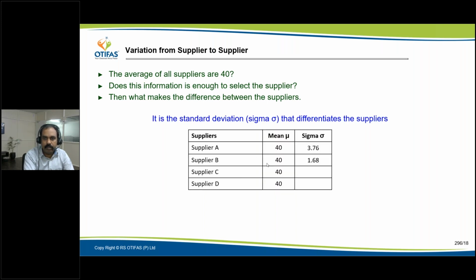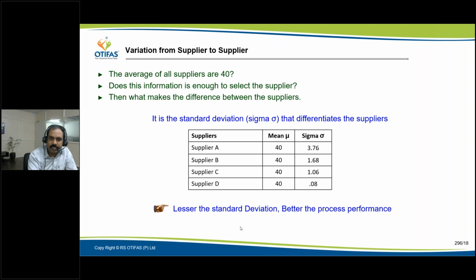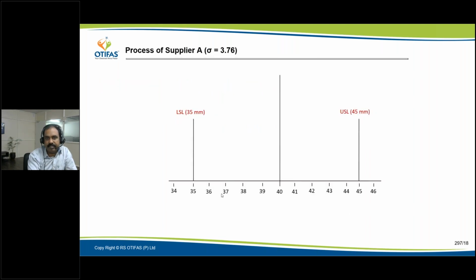So now you tell me which supplier will you select? Supplier A, supplier B, supplier C, or supplier D? Supplier D, because the standard deviation is less, so naturally the control limits will be less. When the control limits are less, that means he will have a more capable process. Now see, the lesser the standard deviation, the better the process performance.